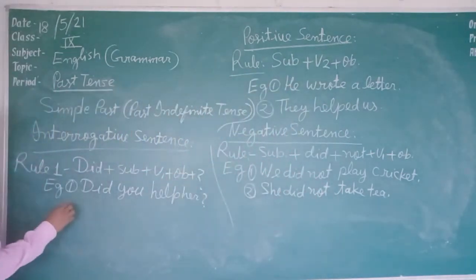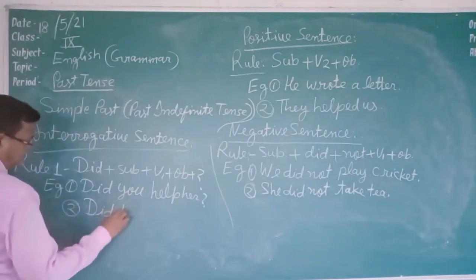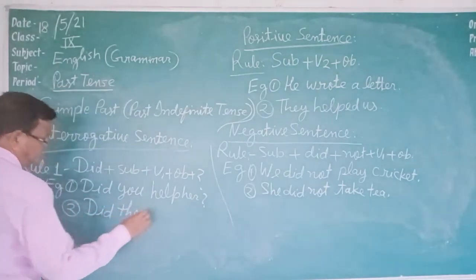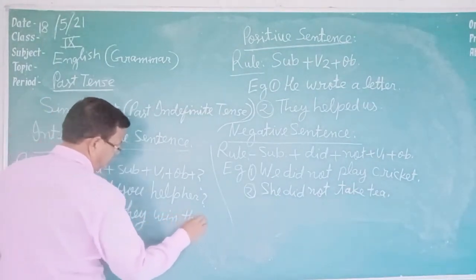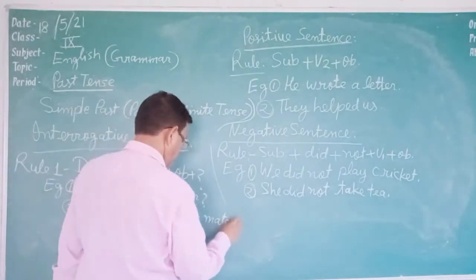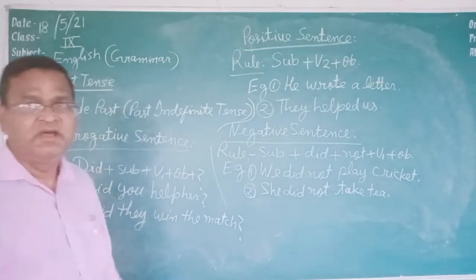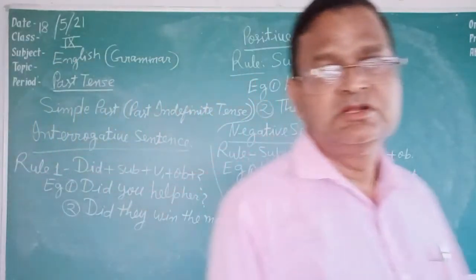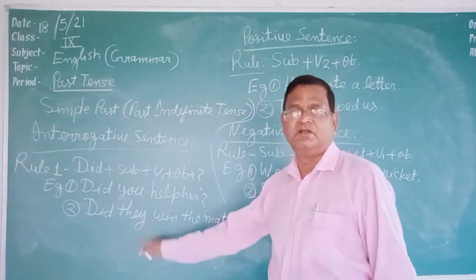Second example you can take. Did they win the match? Question: Did they win the match? It is also an interrogative sentence of simple past starting with helping verb.